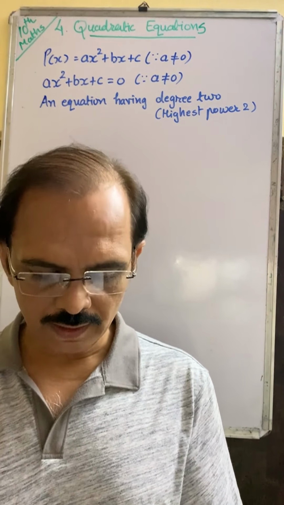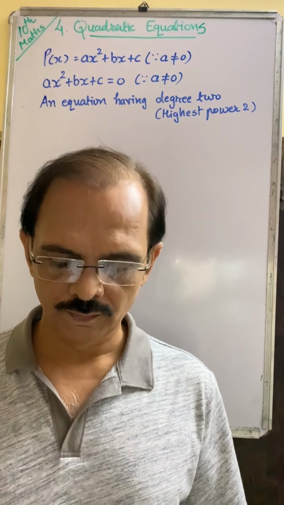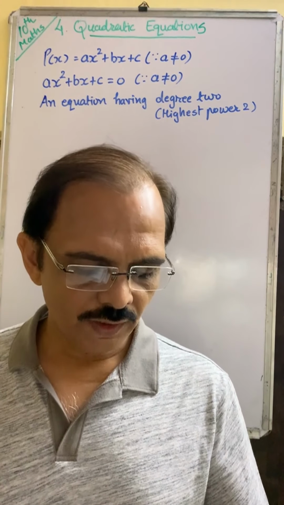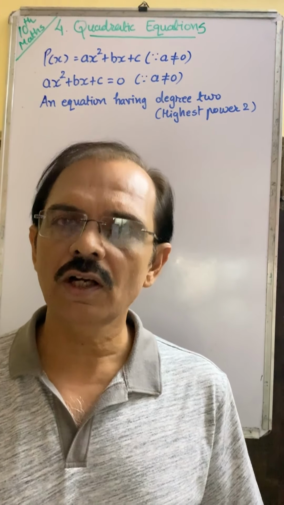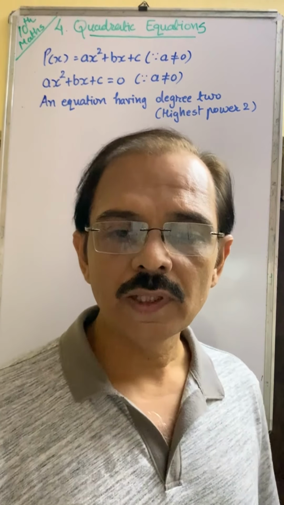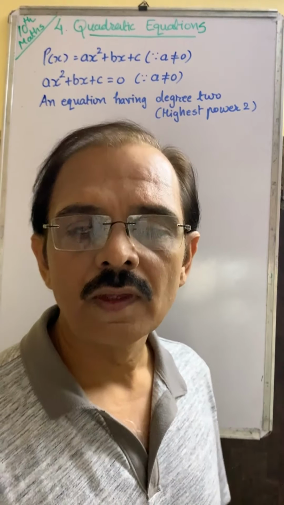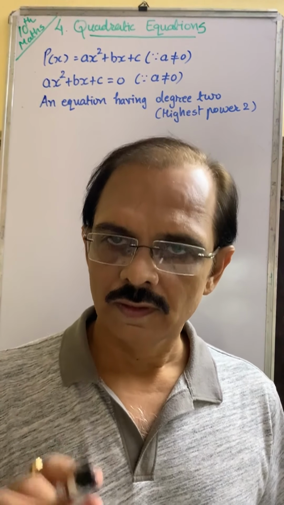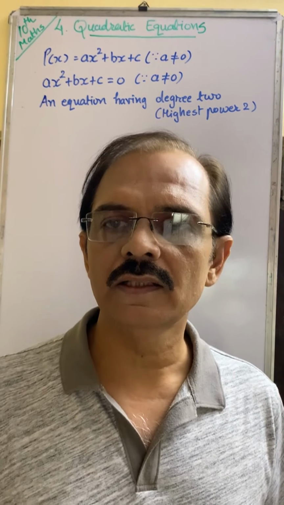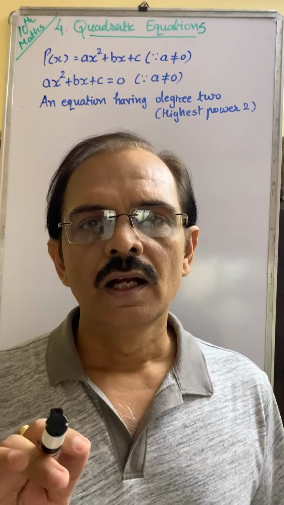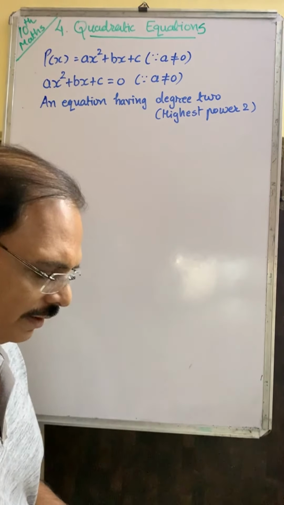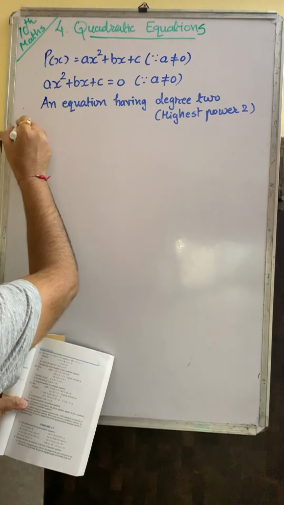Now let us start your exercise 4.1, page number 73. The first question is what? Check whether the following are quadratic equations or not. Means after simplifying, if the highest power is 2, then we say that it is a quadratic equation. Remember, after simplifying the equation, if you find that the highest power or degree is 2, then it is called quadratic. Let us see. Let us check. Exercise 4.1.